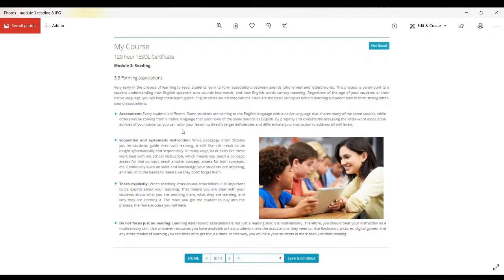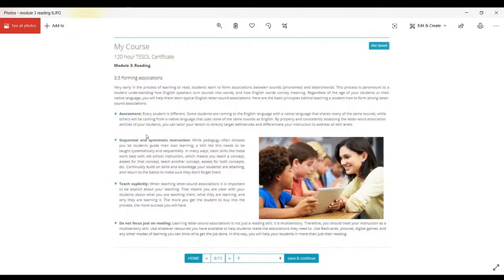3.3, Forming Associations. So, ito yung mga bullets about dito. Alright? Ito yung mga basic principles behind teaching a student how to form strong letter sound associations. First is assessment. Second, sequential and systematic instruction. Next is teach explicitly. And do not focus just on reading. Okay, so basahin natin itong mga basic principles.